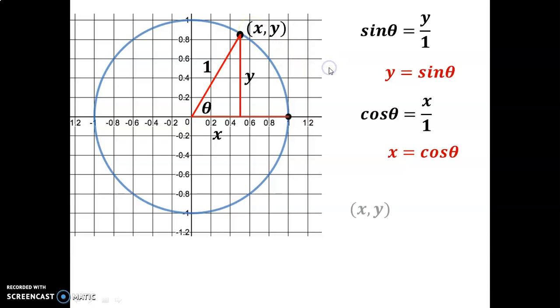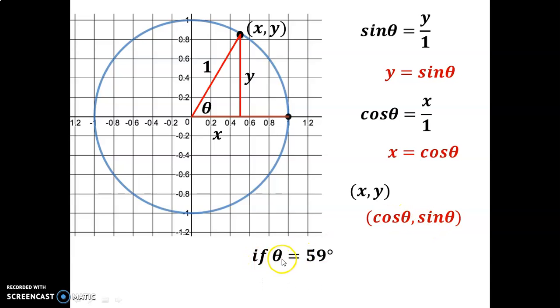This is the heart of our trigonometry, so make sure you understand what's happening here. If we want that coordinate right here on the unit circle, we can find it simply by taking the cosine of this angle and the sine of that angle. Those will give us our x value and our y value.